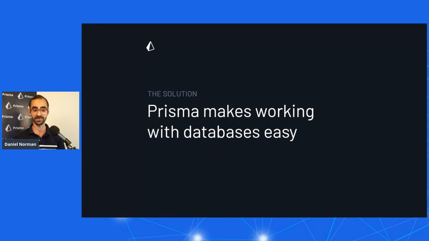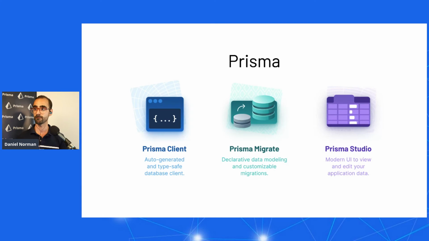Prisma makes it easy to work with databases. Prisma is a next-generation ORM for Node.js and TypeScript and consists of three tools. Prisma Client, which is an auto-generated and type-safe database client. Prisma Migrate, which is a declarative data modeling and customizable migrations tool. And finally, Prisma Studio, a modern UI to view and edit your data. Currently, Prisma supports MySQL, Postgres, SQLite, Microsoft SQL is in preview, and MongoDB is in early access.